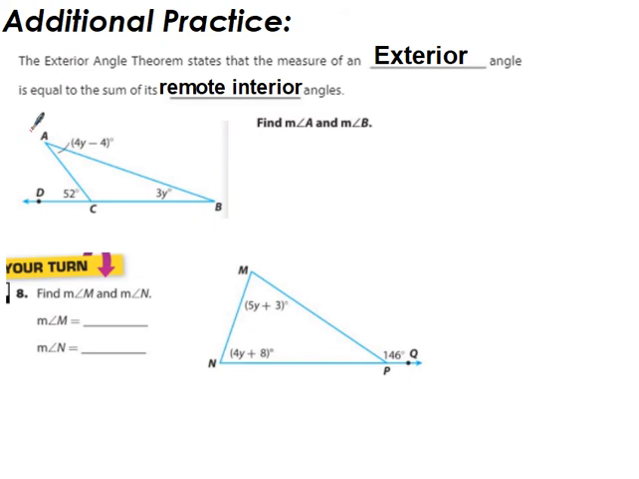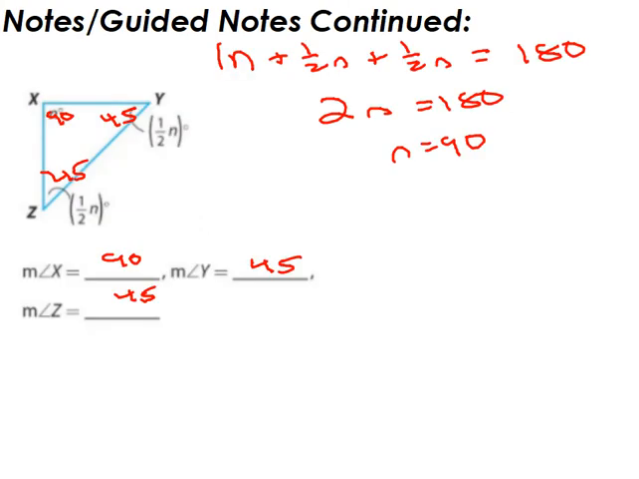Now, this is the exterior angle theorem. So basically, let's think about this. Let me extend this out right here. Okay. If all of these three angles add up to 180 degrees, okay?